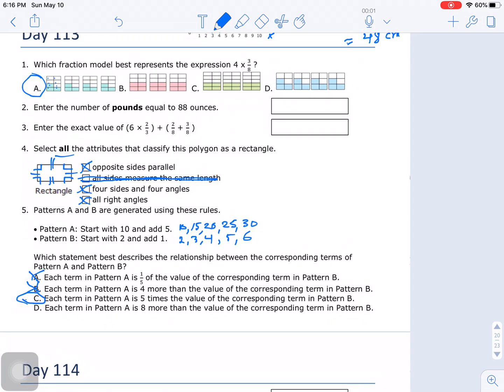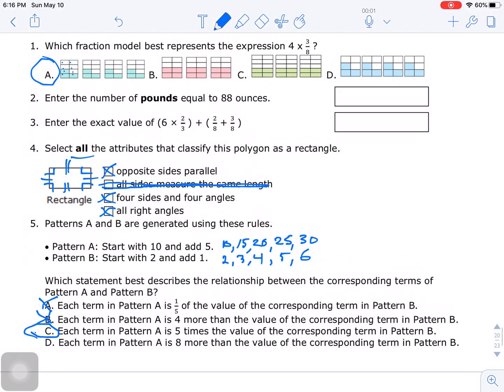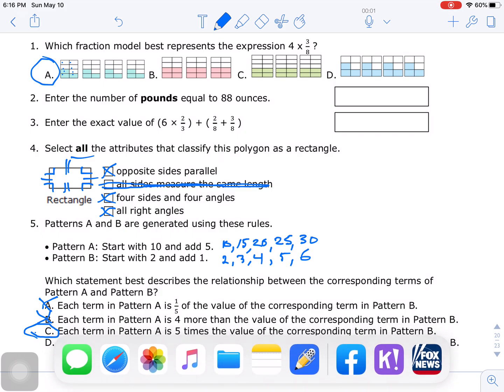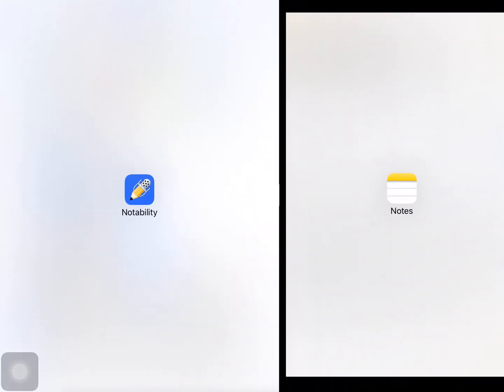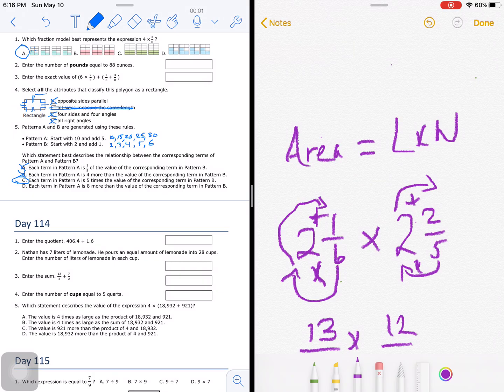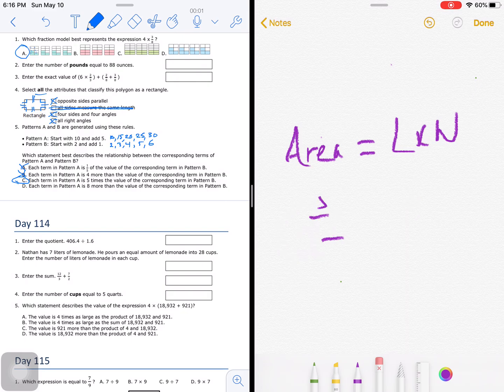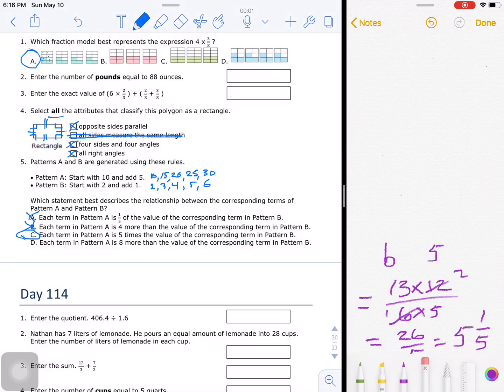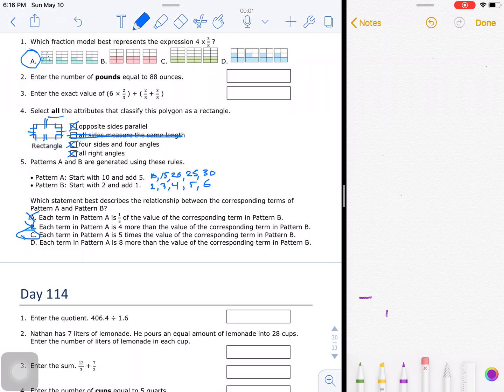So yes, C is the correct description. Okay, so right now I'm going to get my scratch pad here and bring that up there. And we got to get rid of some previous work. There we go. So problem number 2, you guys should be getting really good at these.